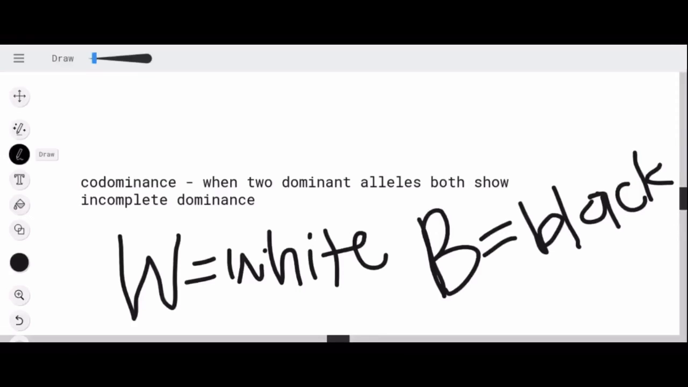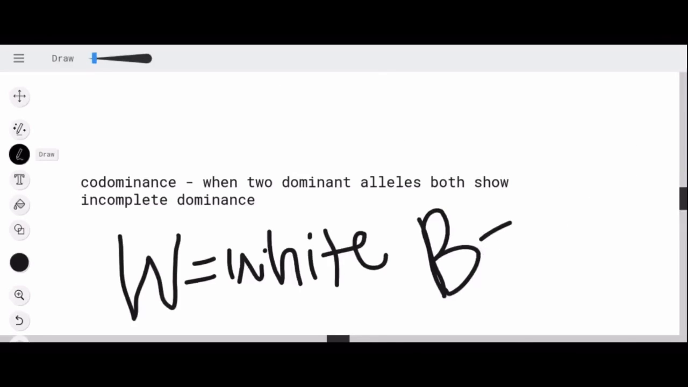And in the case of a speckled chicken, I don't think I'm getting this wrong, am I? In the case of a speckled chicken, it has both. So if it has the genotype WB, that means both the white and the black show up, meaning you end up with a white chicken with black spots, which is codominance. It's when two things are both dominant.